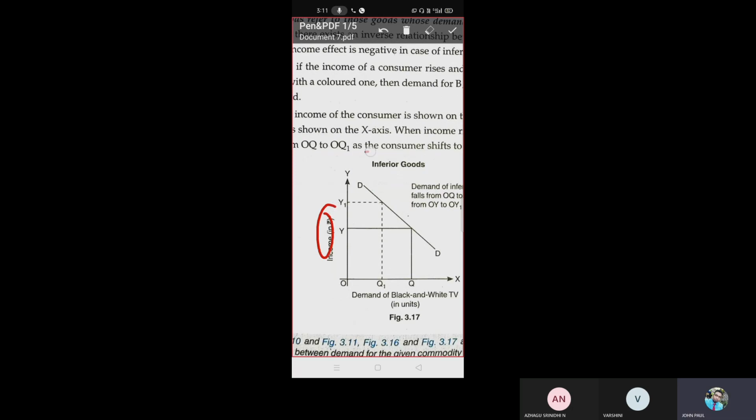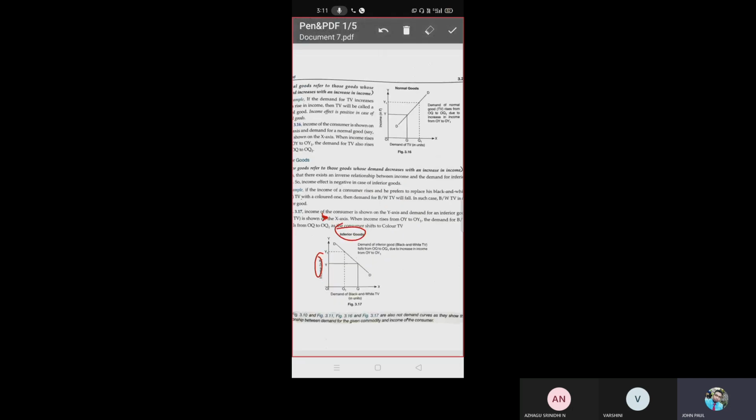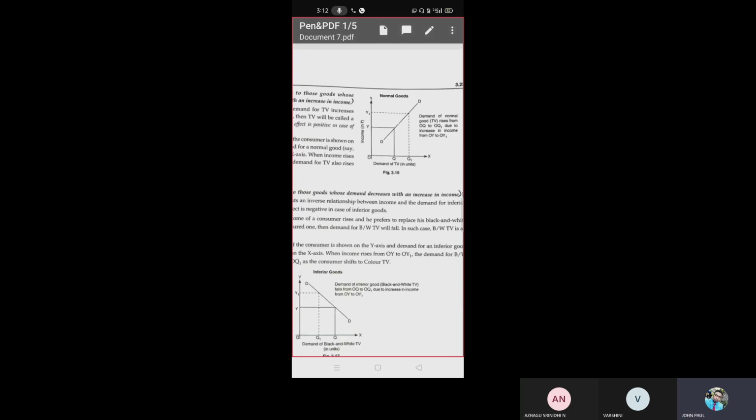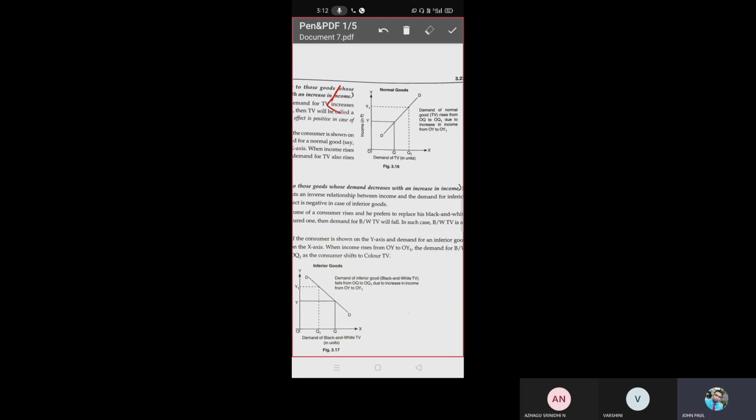Okay, so this is the graph we have drawn. About inferior goods, what have they given? They have given demand for TV, black and white TV. What do you mean by black and white? Have you ever seen a black and white TV? Yes, sir. There is a second grade layer. First one the color TV, then black and white TV. Nowadays we can call it LCD or LED TV.